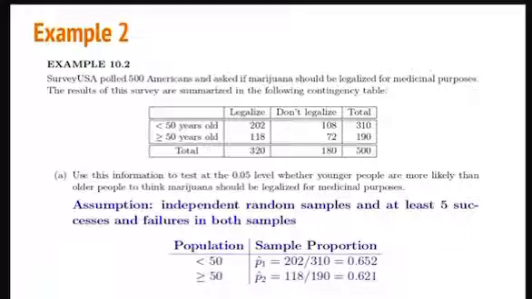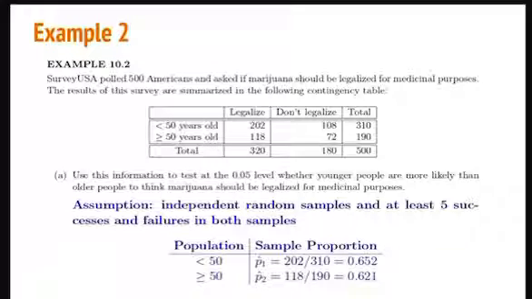Now, we have assumptions. The assumption is that the independent random samples must have at least 5 successes. What do I mean by that? The products must be at least 5 for the first population, and at least 5 for the second population. Not only that, the other counts must also be at least 5. When we're talking about the confidence interval, I think it's greater or equal to 10, but for hypothesis testing, greater or equal to 5. Please take note of that.